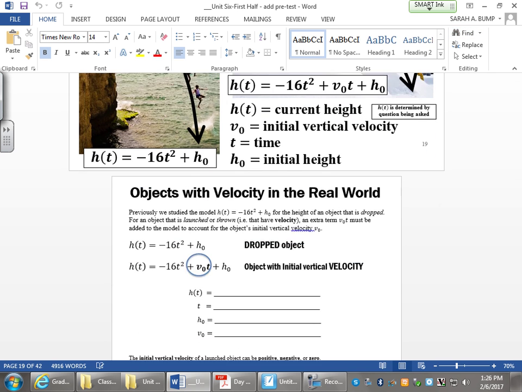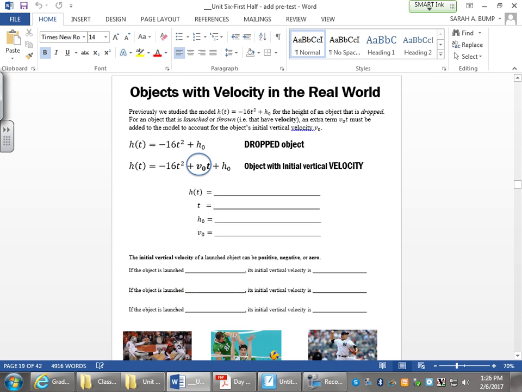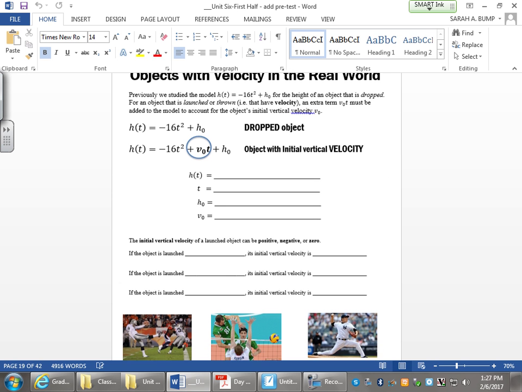If you now go to page 20, we're going to take some notes. So objects with velocity in the real world. Just restating again, we previously learned the falling object formula for an object that falls or is dropped, and now we're going to write the formula for an object that is launched or thrown with velocity. And they'll have that B term. So drop formula, velocity formula.